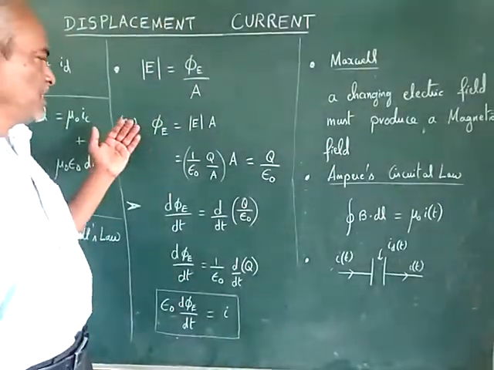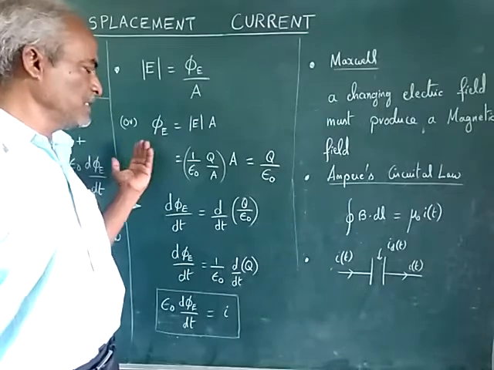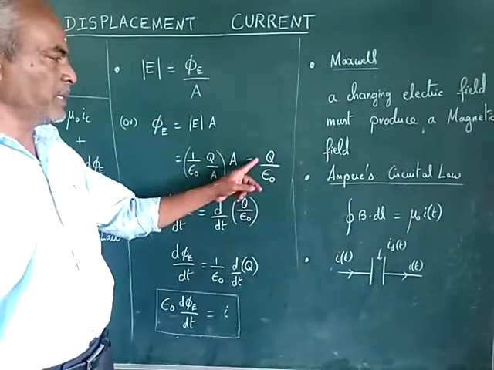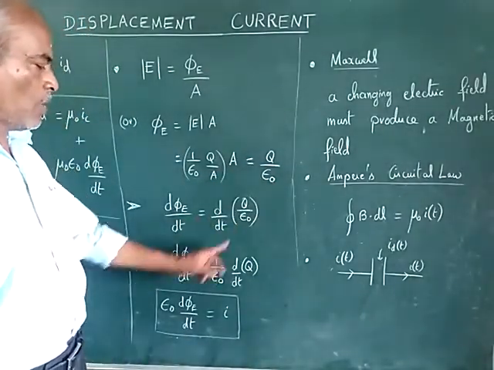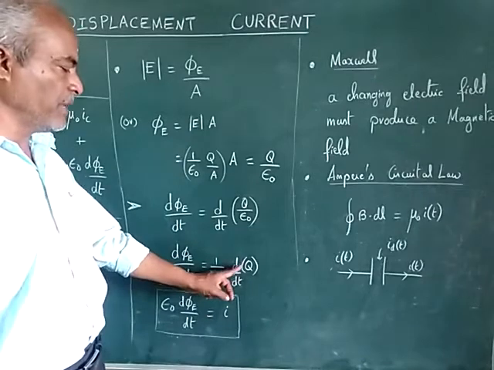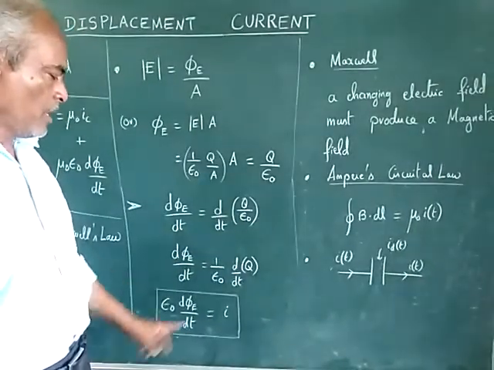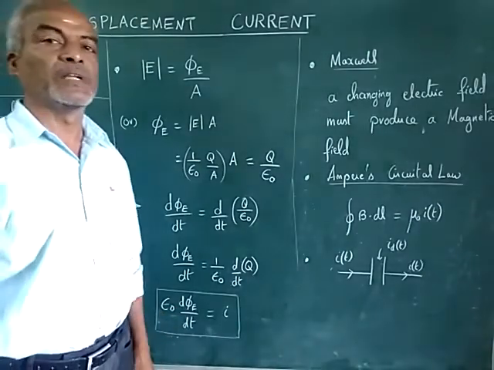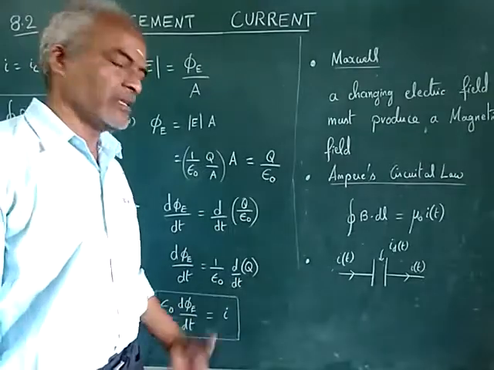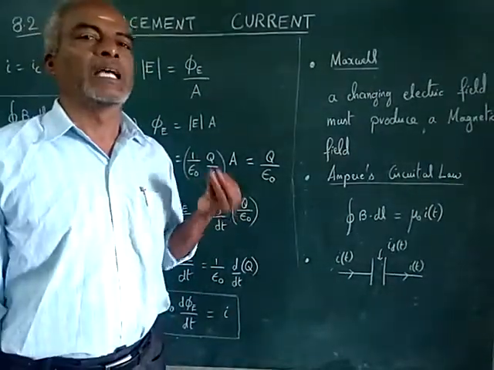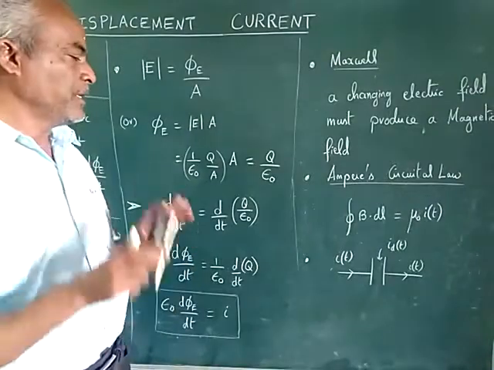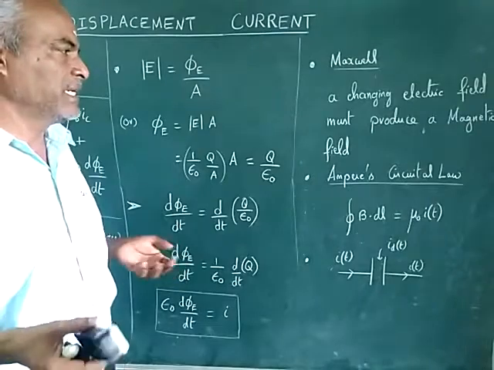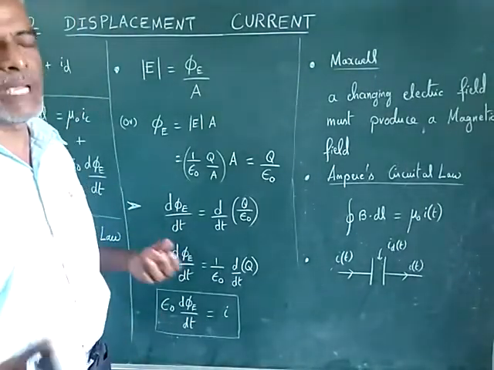Now differentiate this equation, left hand side and right hand side, with respect to time. So d by dt of phi E is equal to d by dt of Q by epsilon naught. Now 1 by epsilon naught is constant, therefore you have d by dt of Q. Now bring epsilon naught to this side, so epsilon naught into the rate of change of electric flux is equal to I. This is what Maxwell derived, and the equation was complete. We call it Ampere's Maxwell's law.